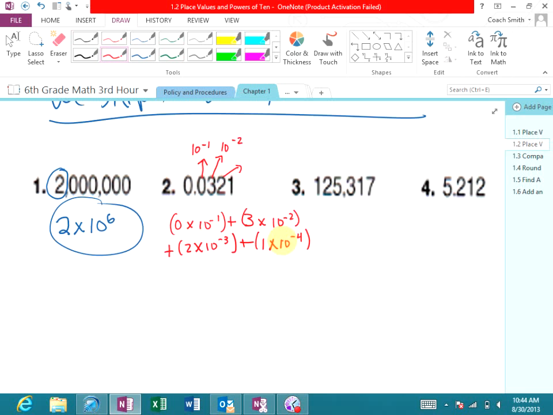You will also notice this. How many places behind the decimal is that? 1 place, right? 1 place behind the decimal. That's why it's 10 to the negative first. 2 places behind the decimal, 10 to the negative second. 3 places behind the decimal, 10 to the negative third. 4 places behind, 10 to the negative fourth.